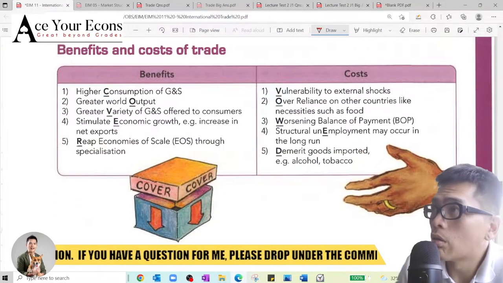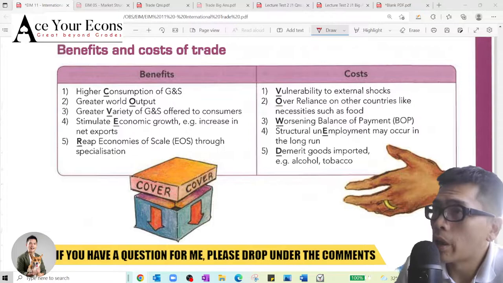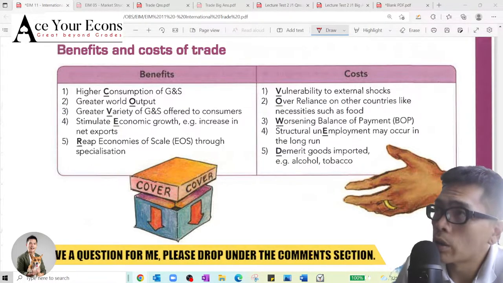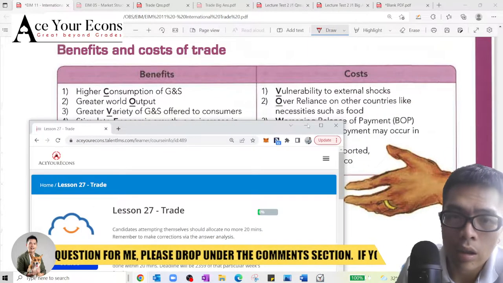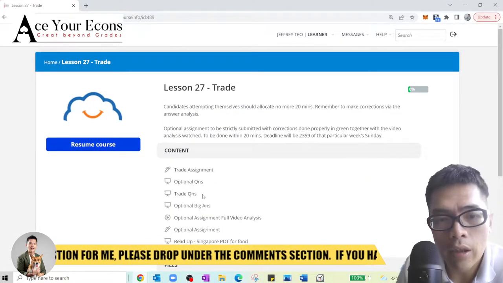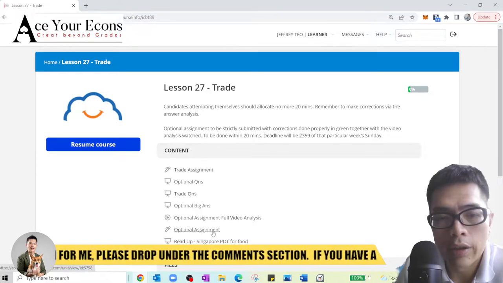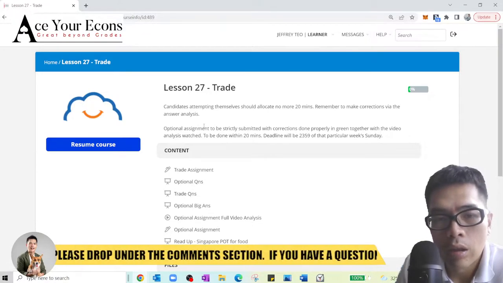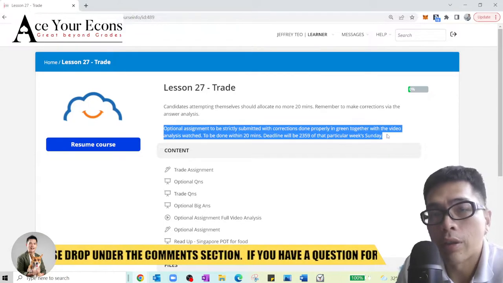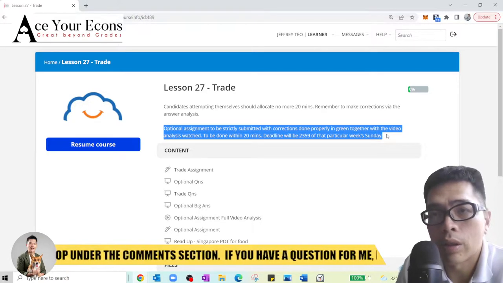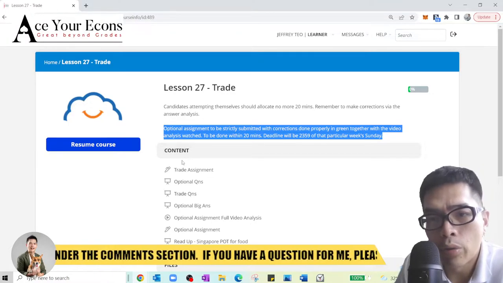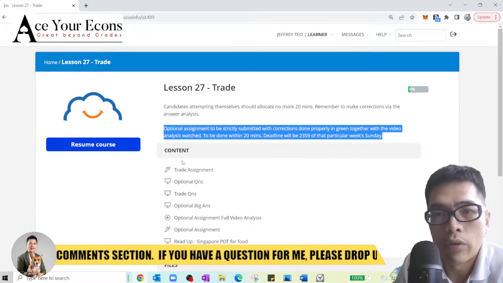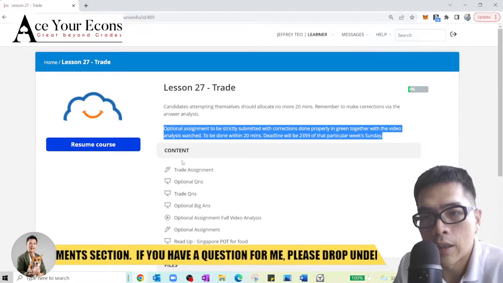All right, one more thing. There will be an optional assignment. Look out for lesson 27. You can see here, optional assignment. I've uploaded the question paper and the answer key. You can see the instructions here. The due date is tomorrow, Sunday. You ask me whether you need to do it or not, I can't tell you. This is an optional assignment. If you do, good. If you don't, also good, because I have less to mark.